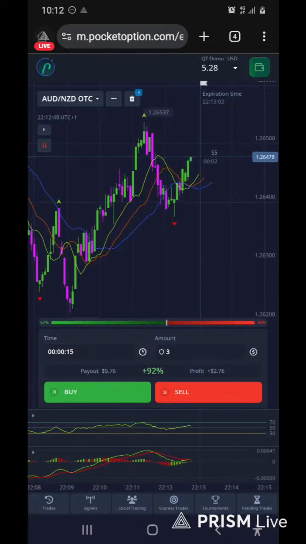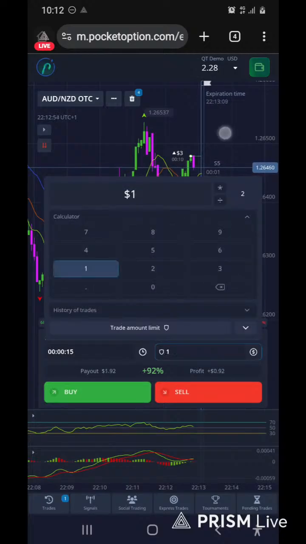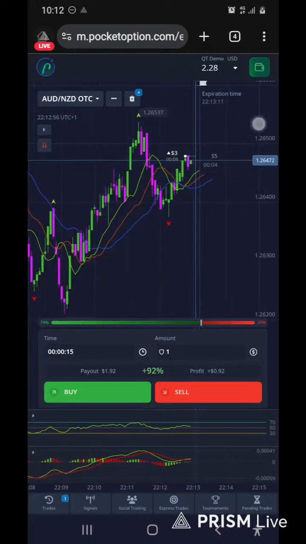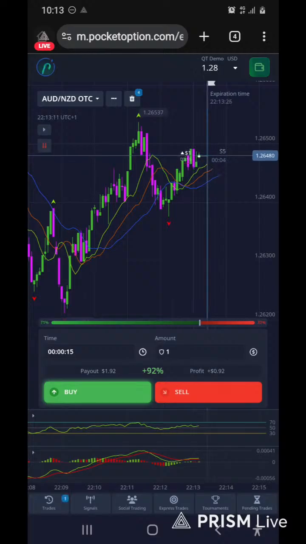Okay, so I'm entering. Enter with $3. I might be making a mistake, but let's just see what happens. Okay, I enter with $1. I entered already. Okay, this internet is slow.